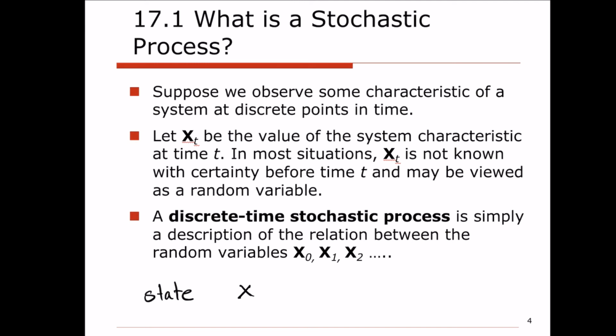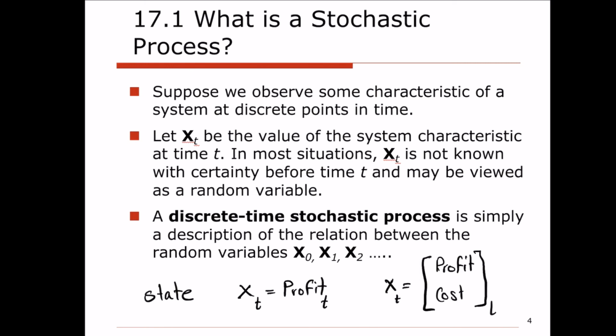For example, when I say X_t, it means the value of that characteristic or those characteristics of interest at time t. For example, if profit is the characteristic of interest that I'm looking at, that would be profit at time t. If we have more than one characteristic of interest, then X would be a vector of those characteristics. For example, X at time t can be profit and cost. If these are the two characteristics of interest, then my X_t will be a vector of those characteristics, and I want to know the value of these characteristics at time t.